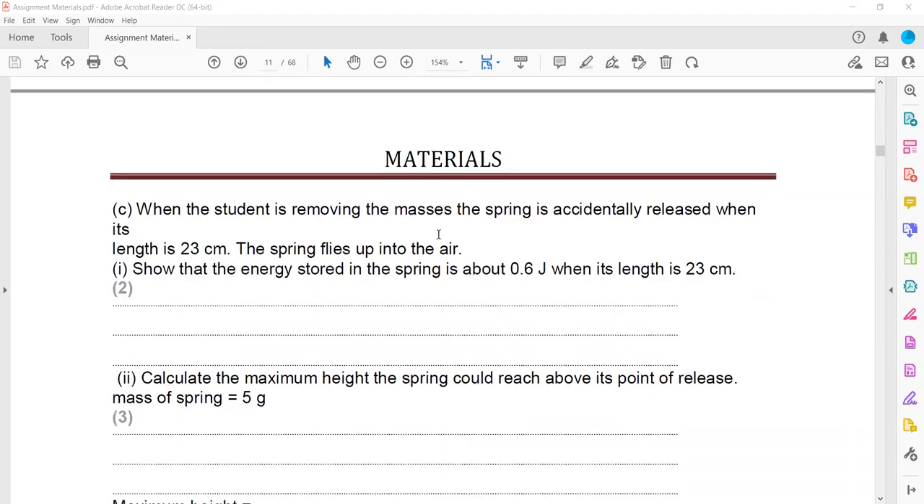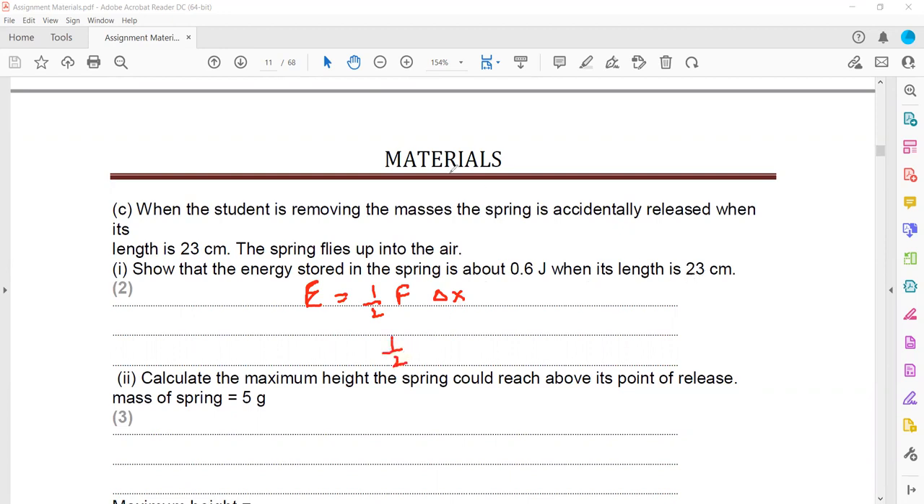The next part: when the student is removing the mass, the spring is accidentally released when its length is 23 centimeters. The spring flies up into the air. Show that the energy stored in the spring is about 0.6 joule when the length is 23. So how to calculate the energy stored in the spring? The energy stored in the spring, the elastic strain energy, is half force into extension.